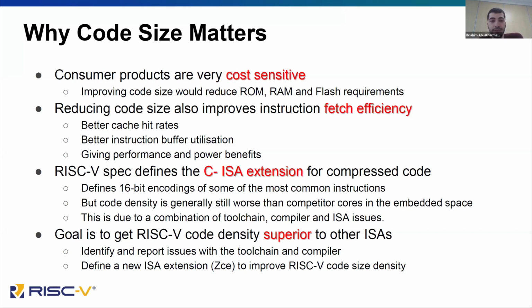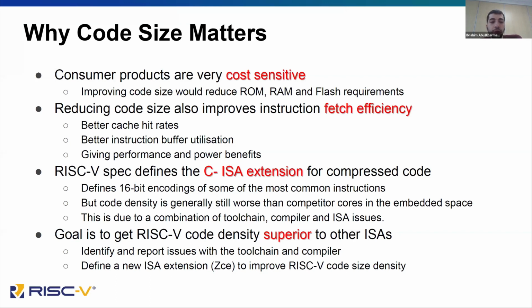The code size density is sometimes worse than competitor cores in the embedded space. This is not only due to the ISA, but also toolchain and compiler support. This work was done for the Code Size TG, and our goal is to get the RISC-V code density superior to other ISAs. This can be done in two steps.